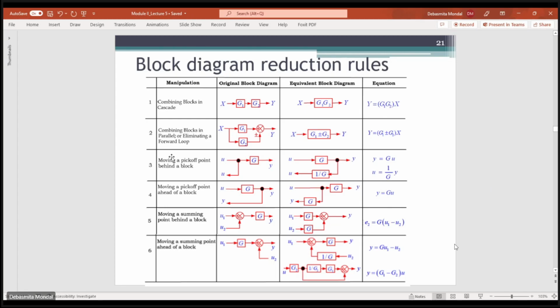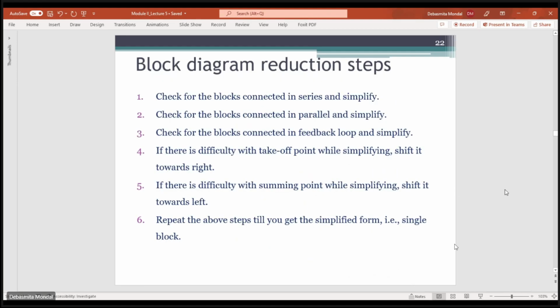Just keep in mind how, when you are combining two blocks or when you are moving or playing around with the takeoff point or the summing point, if you are changing the position, interchanging the position, then what should be the corresponding equivalent block diagram. So now the steps for doing block diagram reduction. This will be more clear once we do a few examples.